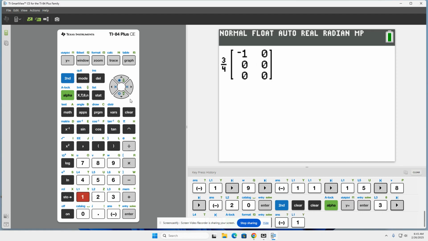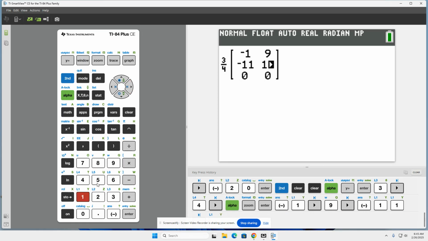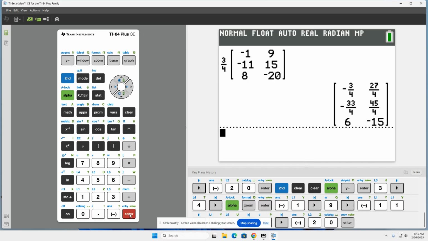That's -1, 9, -11, 15, 8, and -20. So in a problem like this, where the values are not quite as appealing as multiplying by 3, feel free to use this. And sure enough, they're not beautiful answers, but here they are.